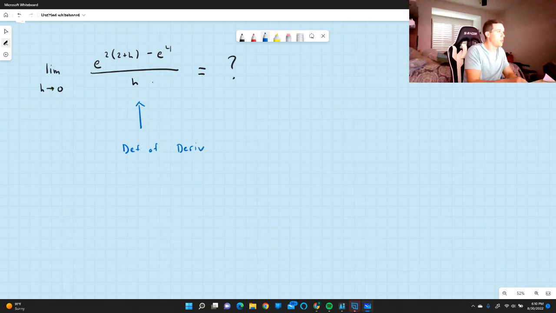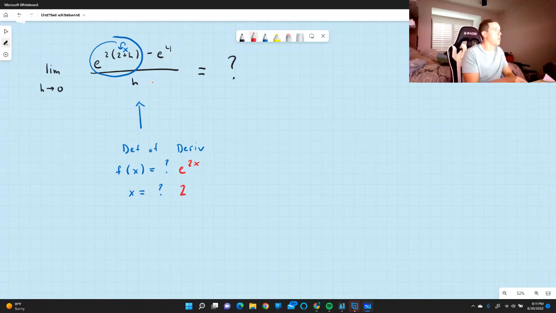So the 2 parts that you need to find are the original function, and where they want you to evaluate it. To find the function, look here, and it looks like, oh, look, it's e to the 2, and then this is x plus h, and right there is the x value they're plugging in. So I know x is 2, and I know that the function is e to the 2x. So what is this question asking, really? It's just asking what's the derivative of this function here.